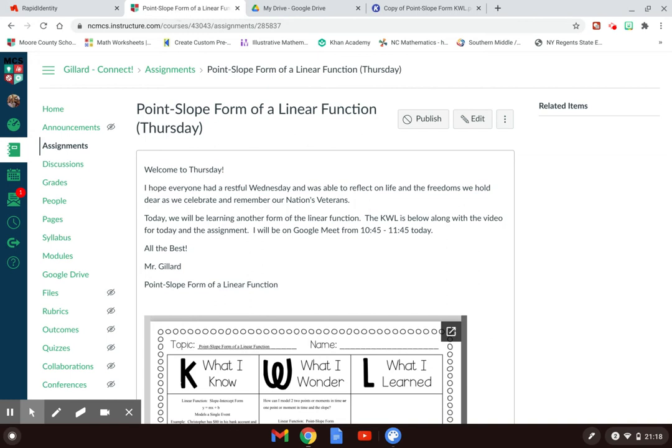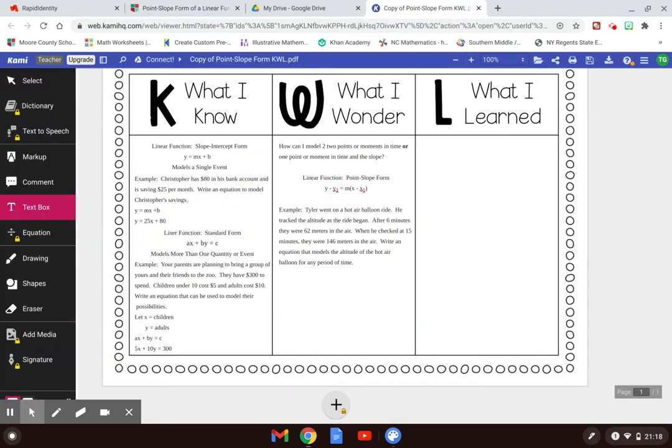Well, hello everybody. Welcome to Thursday. Today we're going to be learning about the point-slope form of a linear function, which is another form of the linear function that we're going to take and write in slope-intercept form. So let's go over to our KWL chart and get started for today.